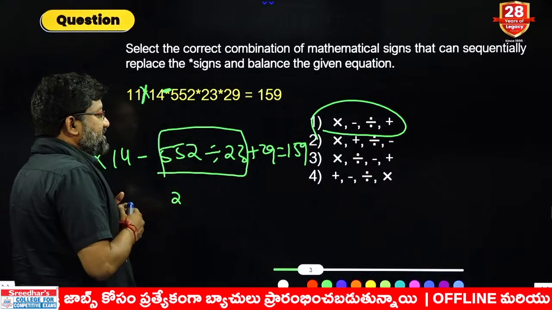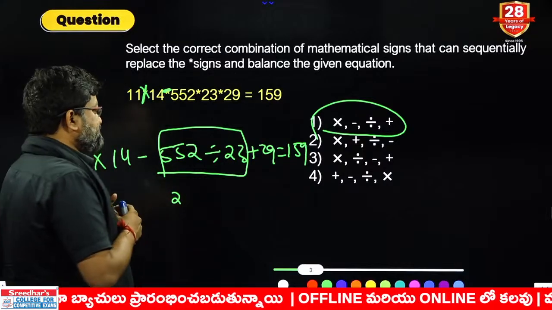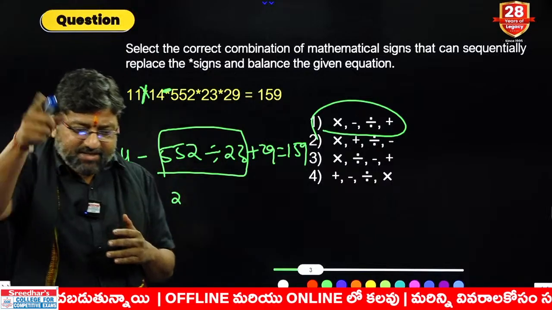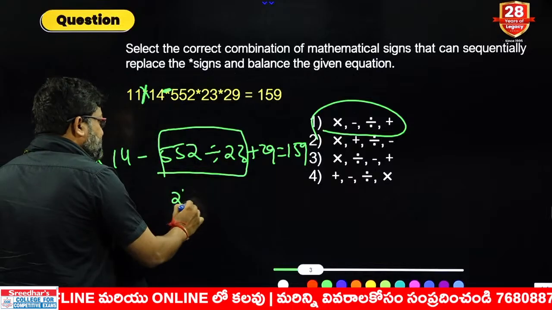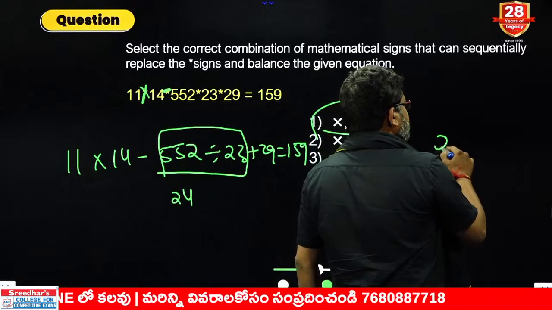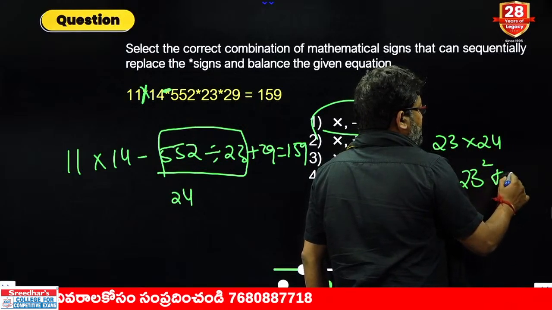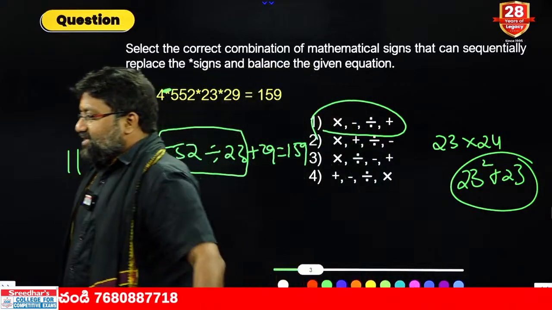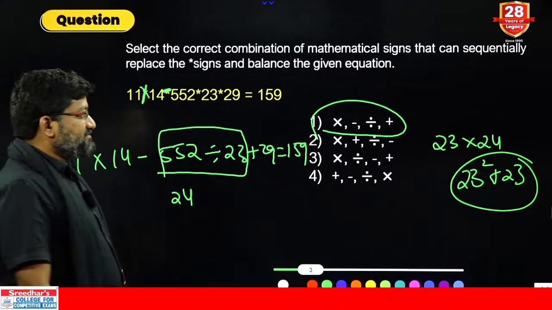552 divided by 23, and 23 two times is how much? 46. What is the remainder? 6. Now the difference between 46 and 55? 9, 92 came. What to do, sir? 23 how many times? 4 times. This is 24. What is the advantage of learning squares? 23 into 24 is nothing but 23 square plus 23. This is the advantage you get when you learn squares. 23 square which is 529. To 529 add an extra 23 and you'll get 552.